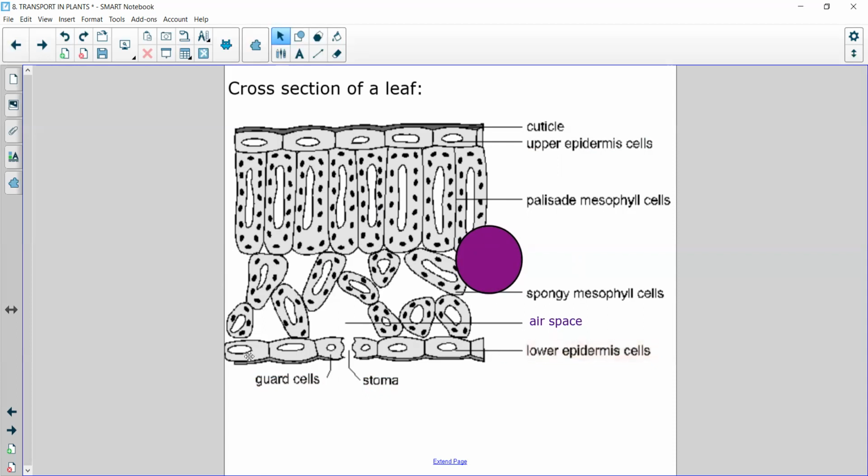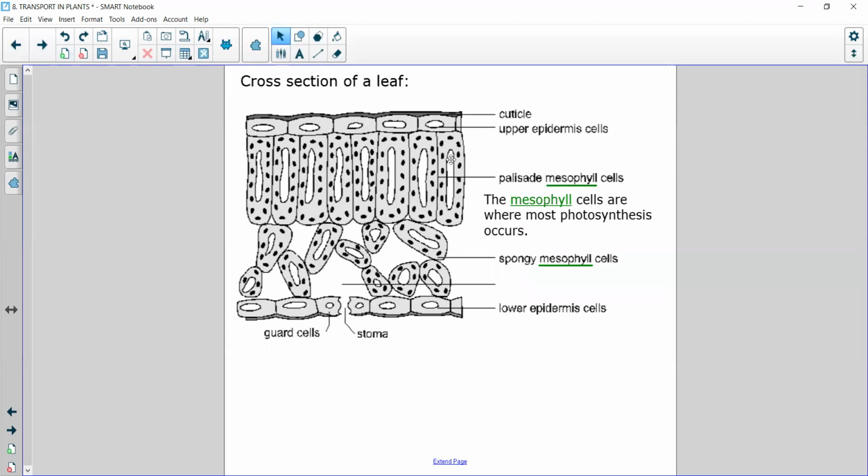Okay, and the last bit is the lower epidermis cells, which again is just like the skin, but it's on the other side this time. So that is the cross-section of a leaf. You need to know where photosynthesis is taking place. That's the palisade mesophyll cells, and to an extent the spongy mesophyll cells. Okay, and we've got what these other sections do as well. Okay, most photosynthesis taking place in these regions here.